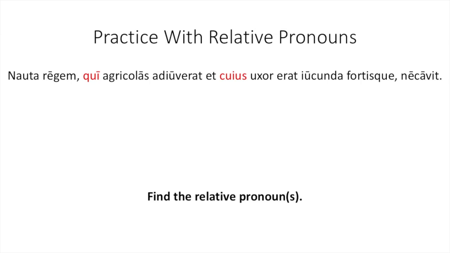To confirm this, we can also find our verbs. They are adiuverat, erat, and necavit. There are 3 verbs, which means there are 3 Latin clauses. And that confirms that we have 2 subordinate clauses and 1 independent clause. We also need to separate out where one clause begins and the next ends. The relative pronoun will always start our clause. So qui and cuius start the relative clauses.